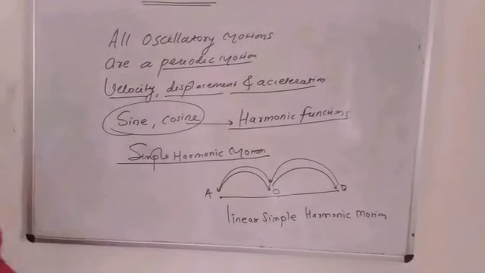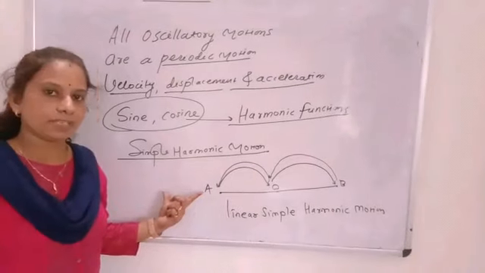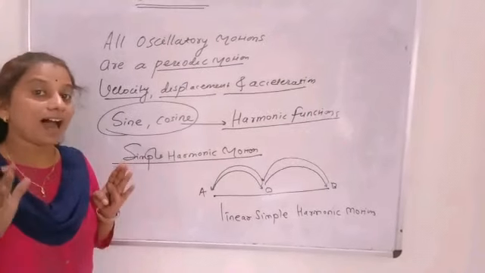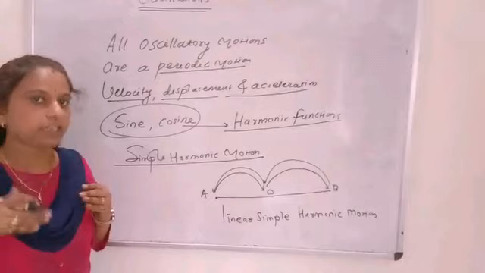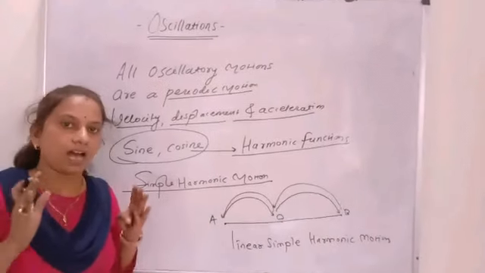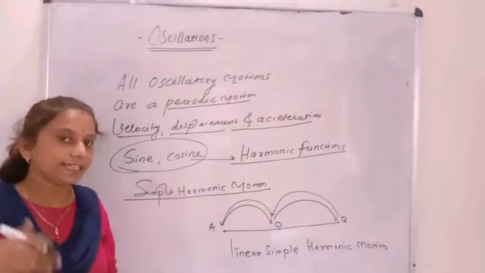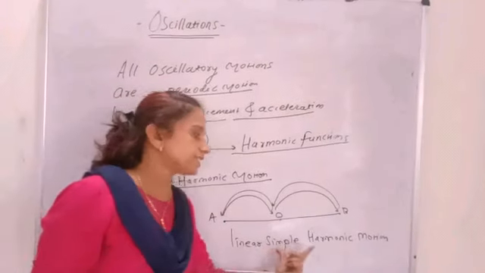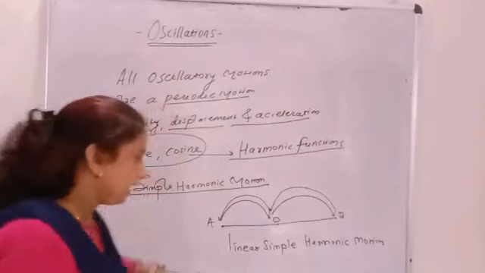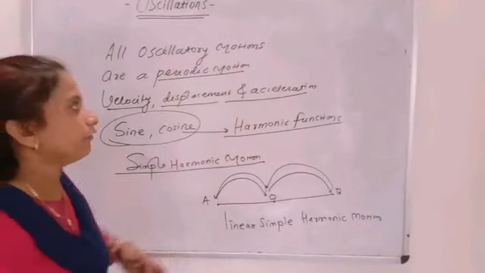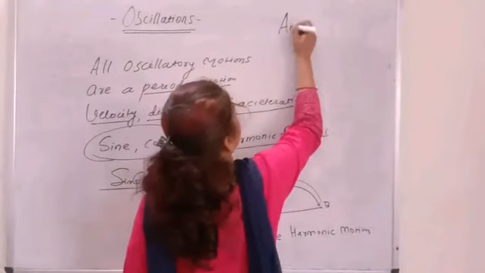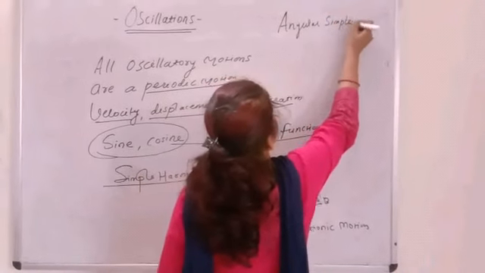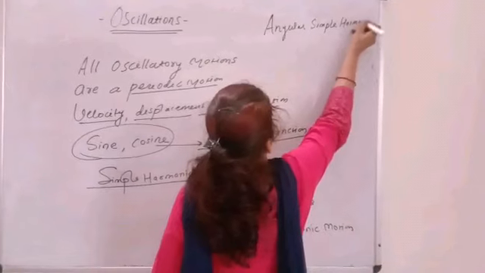And as we saw in the earlier example, if the path is an arc of a circle, then this motion is known as angular simple harmonic motion. In place of linear, we use angular simple harmonic motion.